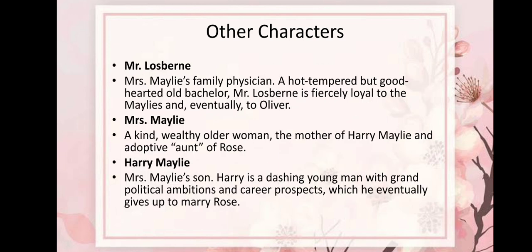Then we have other minor characters like Mr. Osborne. Now, Mr. Osborne is the family physician of Mrs. Maylie. He's a hot-tempered but a good-hearted old bachelor. He's fiercely loyal to the Maylies and also looks after Oliver very well. Now, Mrs. Maylie is a kind, wealthy, older woman, the mother of Harry Maylie and adoptive aunt of Rose Maylie. Then we have Harry Maylie, who is her son. He's a dashing young man with grand political ambitions, career prospects, and he eventually gives up to marry Rose.